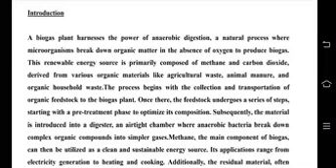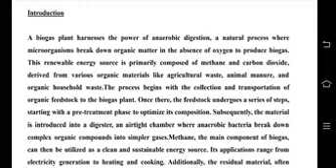Hello everyone. Today we are going to learn about biogas plant. So let's have a quick introduction about what is a biogas plant. A biogas plant harnesses the power of anaerobic digestion, a natural process where microorganisms break down organic matter in the absence of oxygen to produce biogas. So anaerobic digestion is the basic principle of a biogas plant.